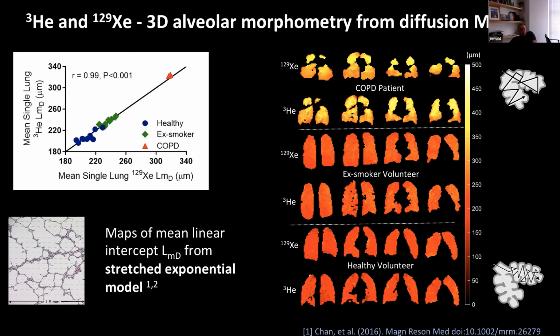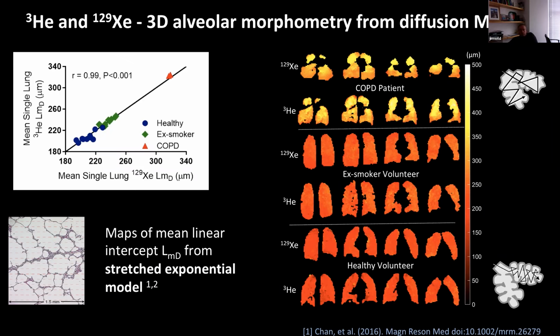So this is stretched exponential modelling of the diffusion signal, and what we're computing is analogous to histology, where we've got a mean linear intercept. So a histologist would count the mean distance between alveolar walls on a grid like this. What we've got here with xenon and indeed helium MRI, helium was the gas we used in days gone by, xenon's the gas we're using now.